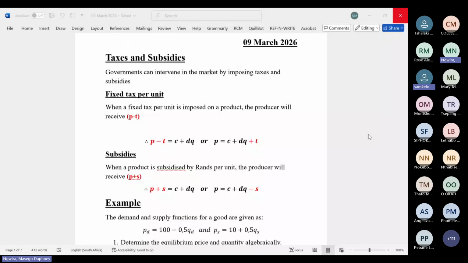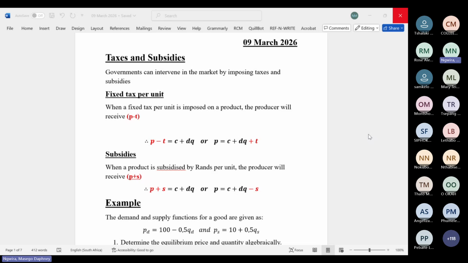Okay, so we didn't do taxes and subsidies, so I'm going to start there. It says here, governments can intervene in the market by imposing taxes and subsidies. When a tax is put on a product, we say it is an indirect tax. It can be a fixed amount per unit of output, for example tax imposed on petrol, alcohol, and tobacco, or a percentage of the price of a good, for example value-added tax.